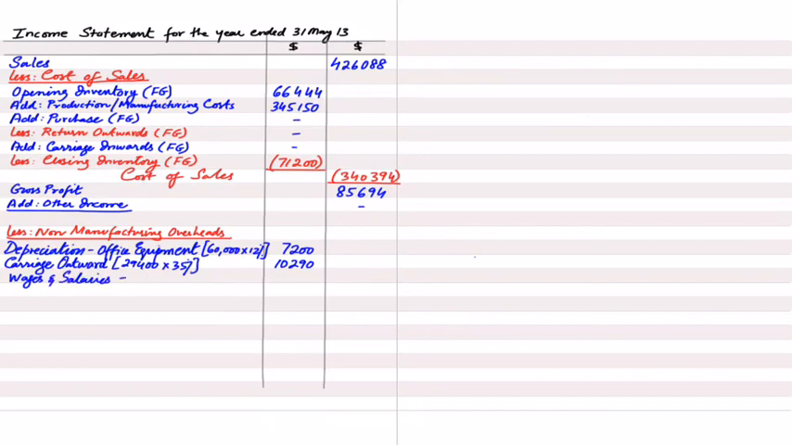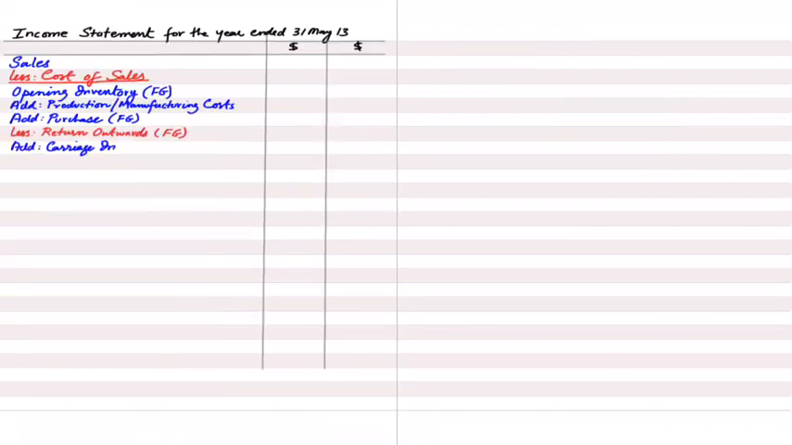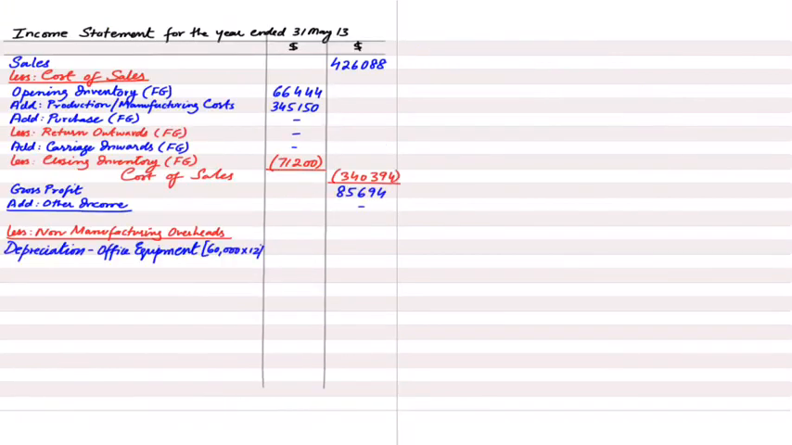Wages and salary, we have already discussed this previously. See, out of 84,600, 25% of this belongs to office. So the office wages and salary, 21,150, will be charged to the income statement, the office part or admin part. So office wages and salary is 21,150.